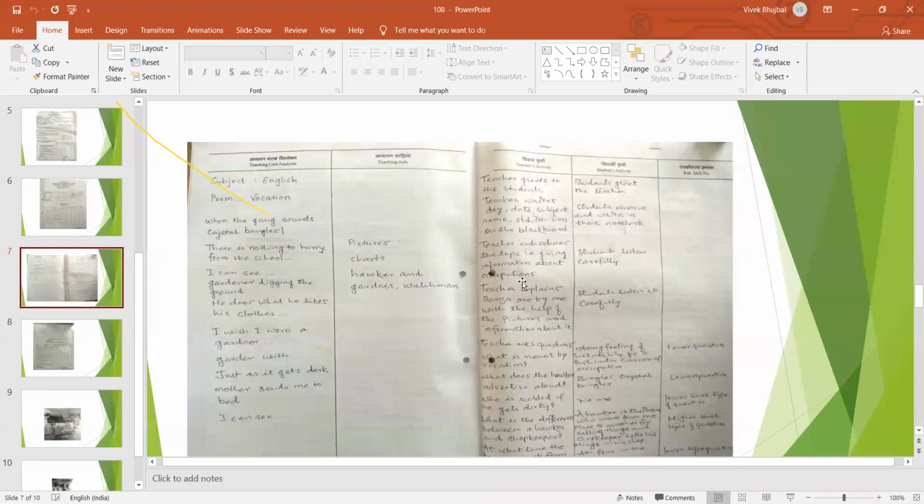By observing the scene, the boy thinks that the hawker has no hurry. There is no road, no place he must go to on time, no time when he must come home, so he thought, I wish I were a hawker. So the boy says I wish I were a hawker, because no one scolds him, no one gives him tasks. Whatever he wants to do, or whenever he wants to sell his things, he goes out. Otherwise, he can sit at home. Means he has complete freedom. So the boy wished that I wish I were a hawker.